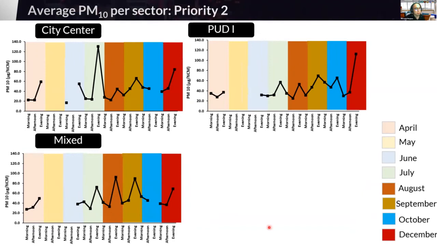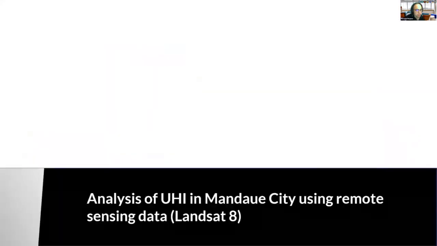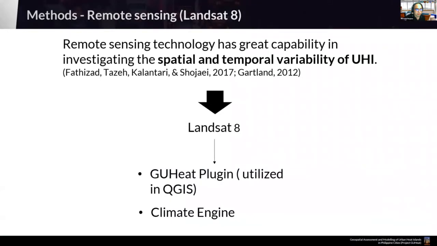A similar temporal pattern can be observed in priority site 2. In this section, I will show you the summary of our results using remote sensing data, Landsat 8. Remote sensing is the most commonly used approach because it has a wider resolution, from city blocks, cities, provinces, or a whole country. It is also less costly in terms of money, time, and physical effort.